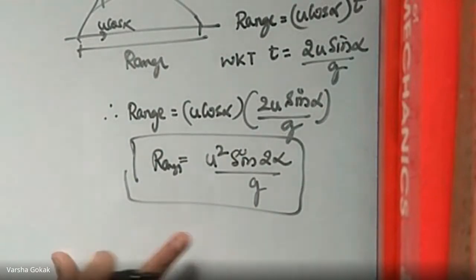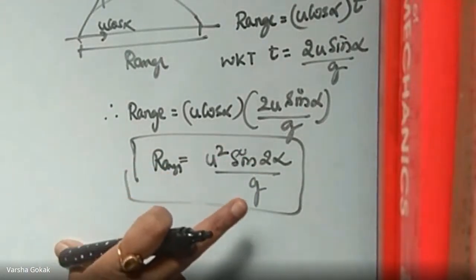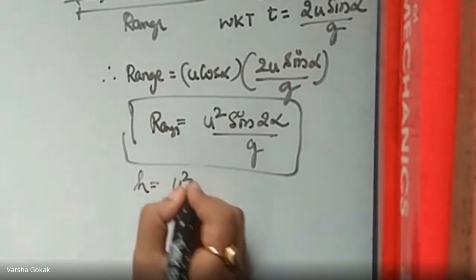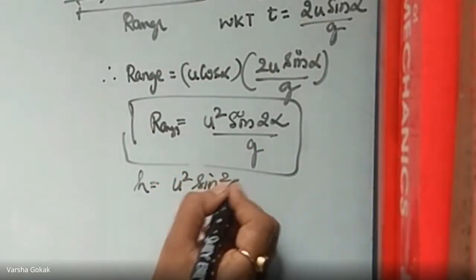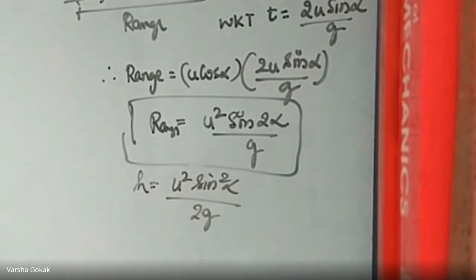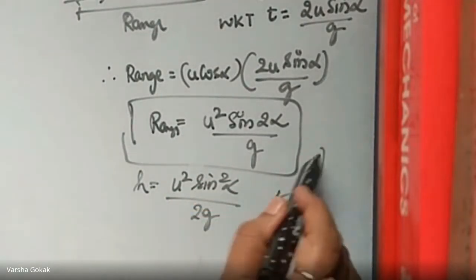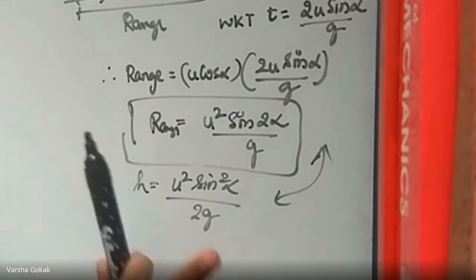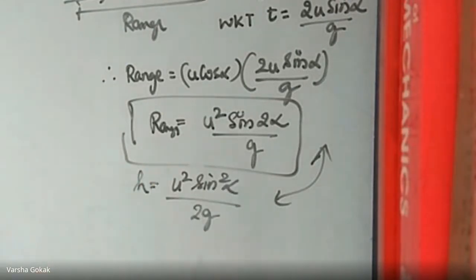Many a times, this u square sine 2 alpha range will be confused with your height equation. You have a height equation we first derived, that is u square sine square alpha by 2g. Many a times these are interchanged by the students. Okay, this is height. How I will remember is your own mode of by-hearting; each one of you will have a different way of memorizing these.